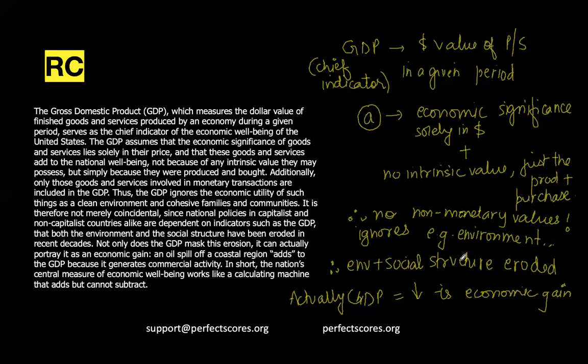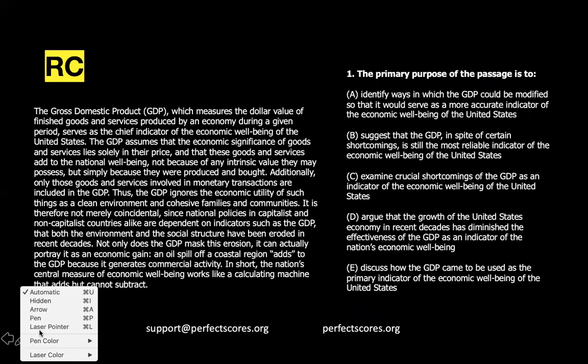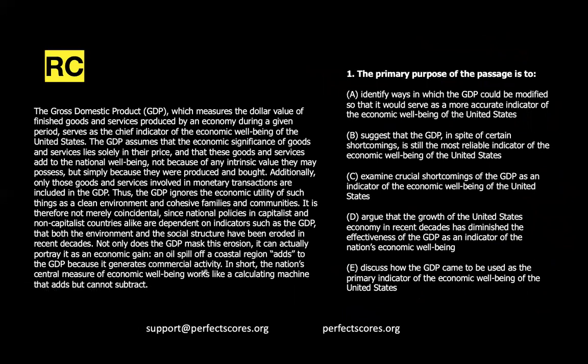Okay. So let's look at the question that talks about primary purpose. So you have a prediction in mind. What do you think about option A? Ways in which it could be modified. Does it talk about the ways? No. B. In spite of shortcomings, it is the most reliable. It's too extreme. Yes, it's extreme. Okay. C. Examining crucial shortcomings as an indicator. Yeah, could be.